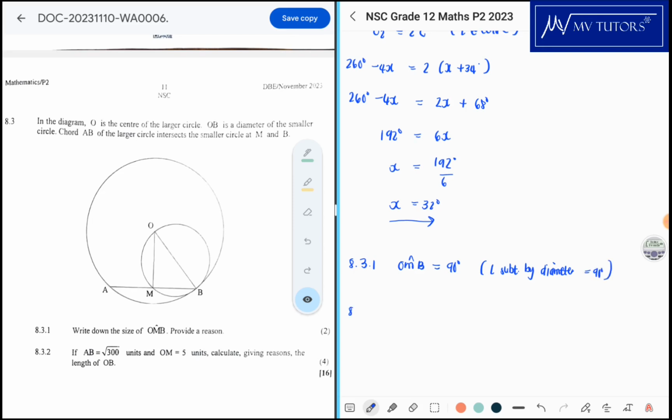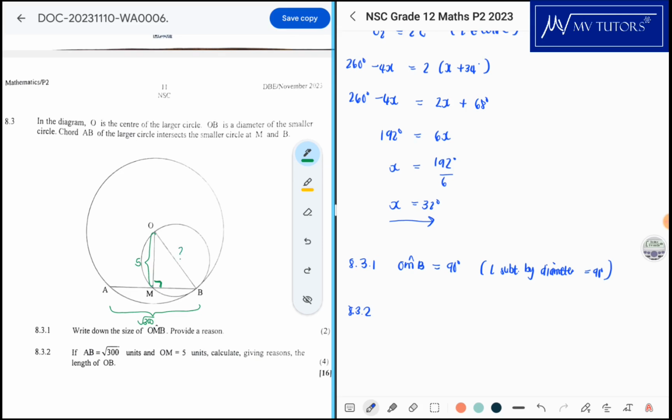Okay, and then 8.3.2. So we can then put there that M is 90 degrees. Now, if AB is equal to root 300 units and OM is 5 units. Okay, so this is 5 units and that is root 300. Calculate, giving reasons, the length of OB. So we need this length.